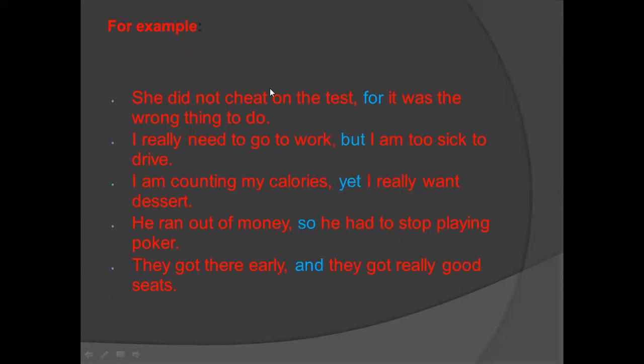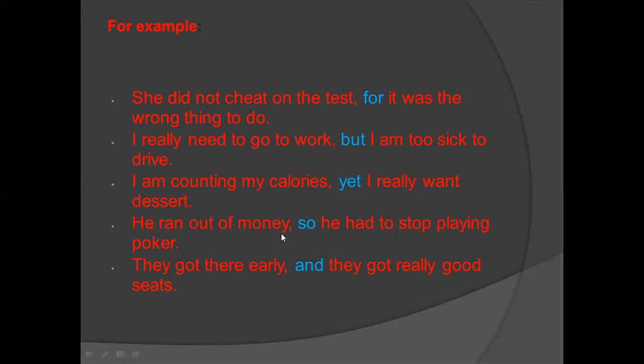Let's look at the examples with the coordinators. She did not cheat on the test, for it was the wrong thing to do. Here you can see the coordinator for has been used to join two clauses. And the next one: I really need to go to work, but I'm too sick to drive. Here you can see another coordinator, and it is but. And then: I'm counting my calories, yet I really want dessert. Yet is also a coordinator here.